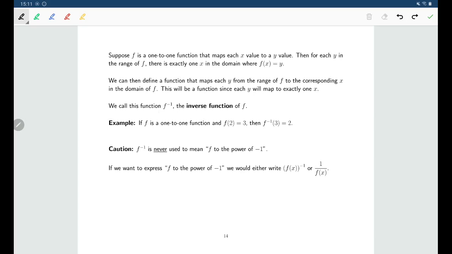And again, what f does and f inverse does, they exchange their roles. So for example, if f is a one-to-one function, and if f of 2 is 3, then that means it takes 2 as the input and gives you 3 as the output. That's what our function f does. So f inverse should do the reverse. It should take 3 as the input and give you 2 as the output, switching any x's with any y's.